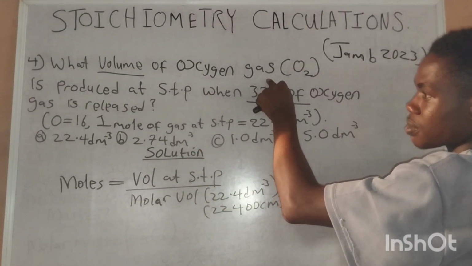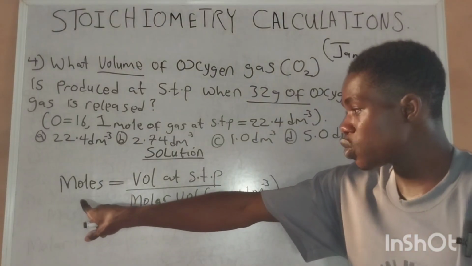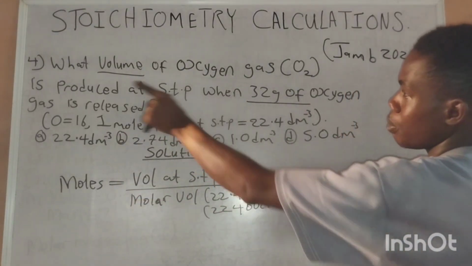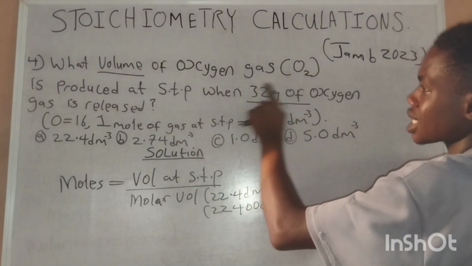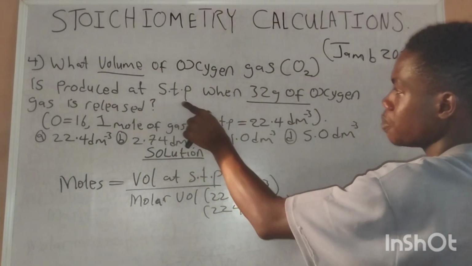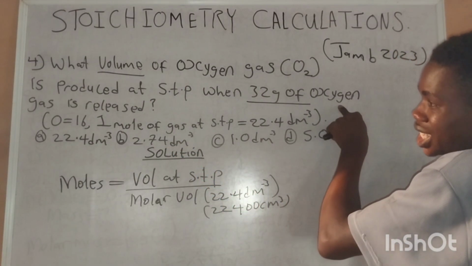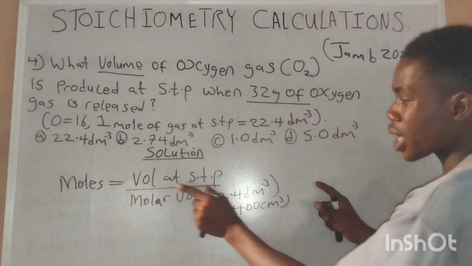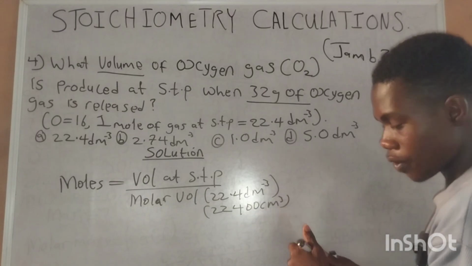And we are being asked to find the volume of oxygen gas. But if you look at the question very well, we're not given moles, because there's nothing like mole in this question. The question says what volume of oxygen gas, which is O2, is produced at STP when 32 grams of oxygen gas is released. But we can find the mole using this formula.